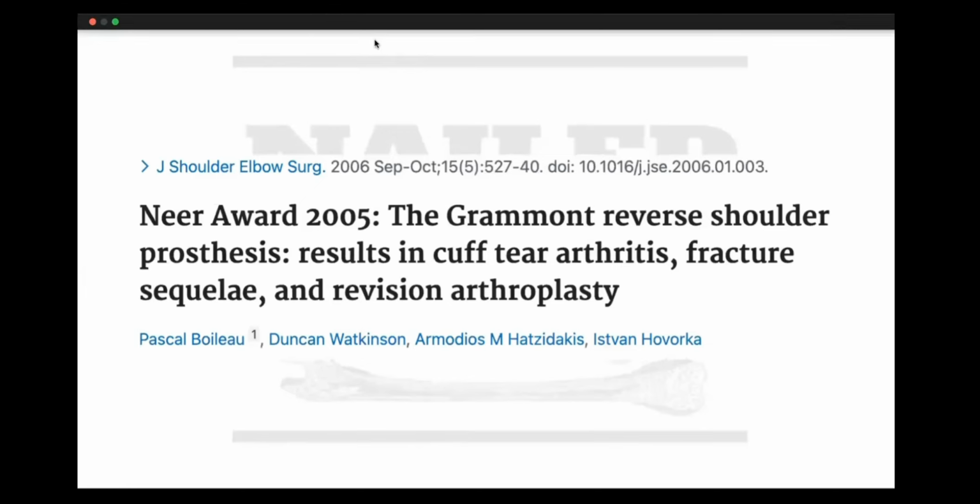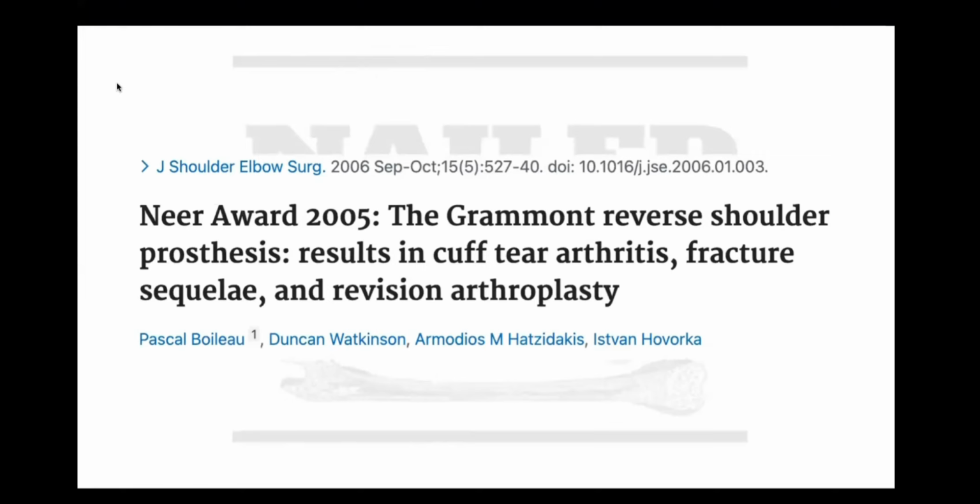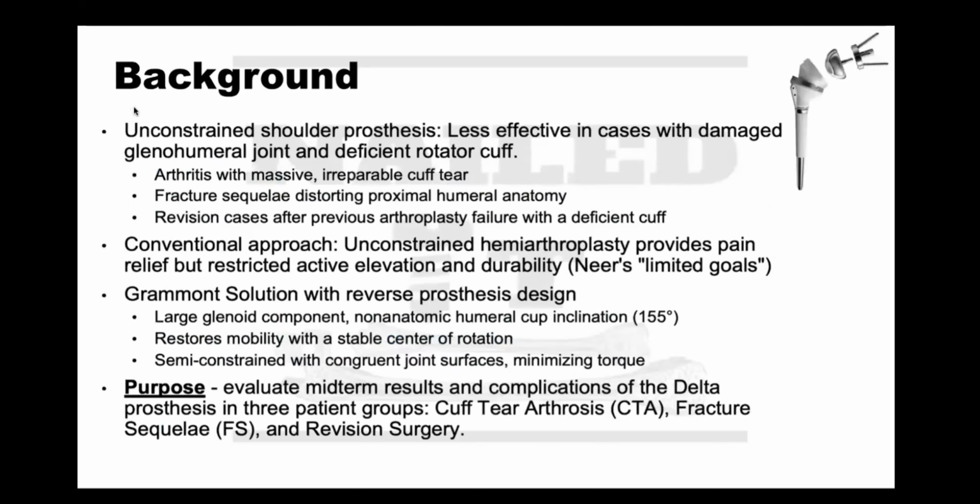All right. Yeah. Hi, everyone. I'm Teja again, a fourth-year student at HMS, and I'll be presenting on Dr. Boylute's results regarding the Grammont reverse shoulder prosthesis, specifically in 3 indications: cuff tear arthritis, fracture, and revision arthroplasty. It's a nice segue from the prior Walsh paper, the JSES paper, and you'll see similar results that further support the evidence for this system.